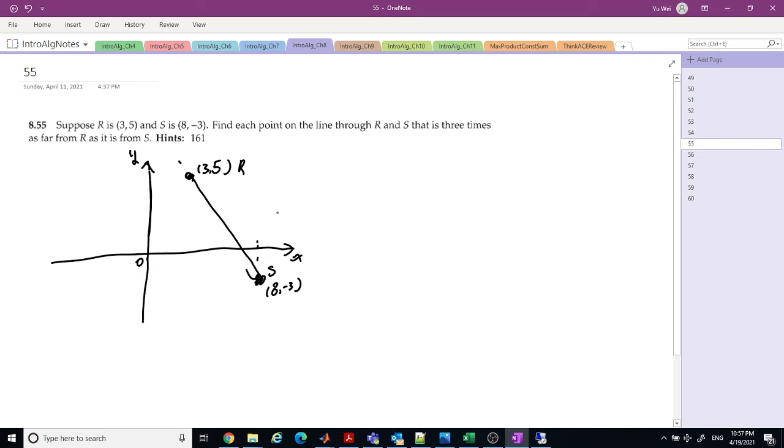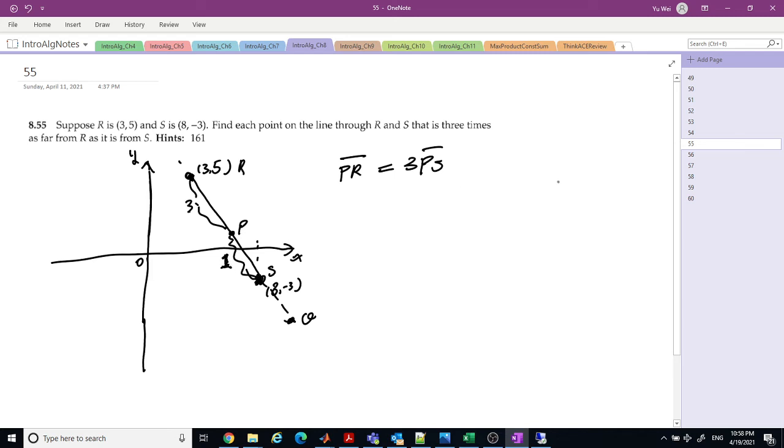Okay, so on this line segment, we want to find a point P that is 3 times as far from R as it is from S. So basically we want PR to be 3 times PS. I will tell you there are 2 points here. One point is here, very easy to understand.